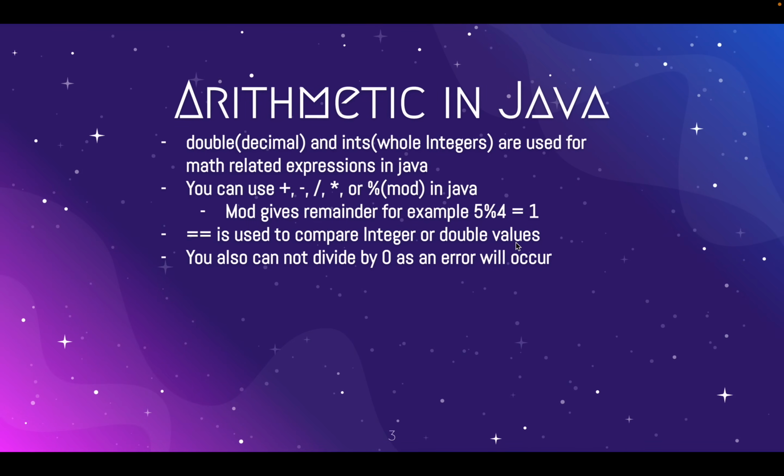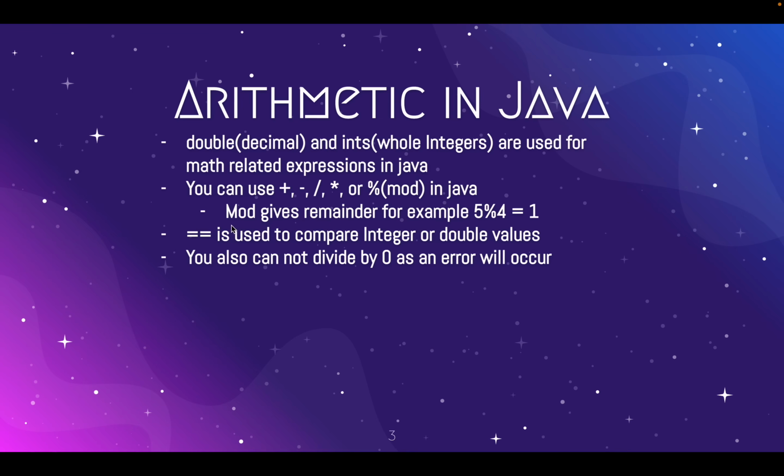So now I'm going to talk about arithmetic in Java. Double is a decimal and ints are whole integers, and they're used for math-related expressions. These are some of the expressions you can use: addition with a plus, minus with the negative sign, division or multiplication, or even mod. Mod gives the remainder as shown. 5 mod 4 is 1.